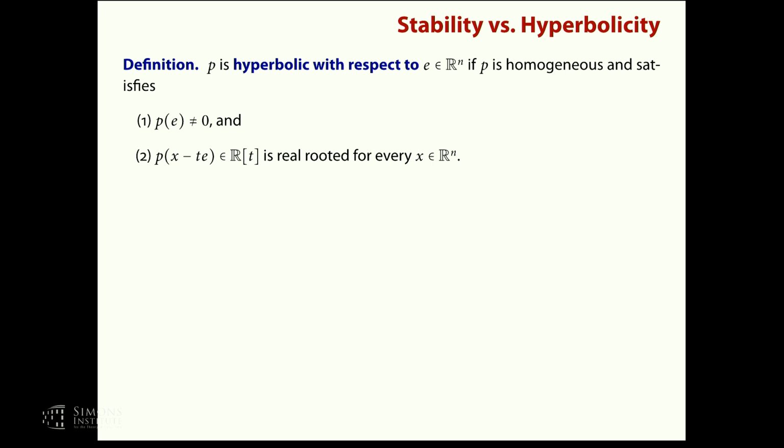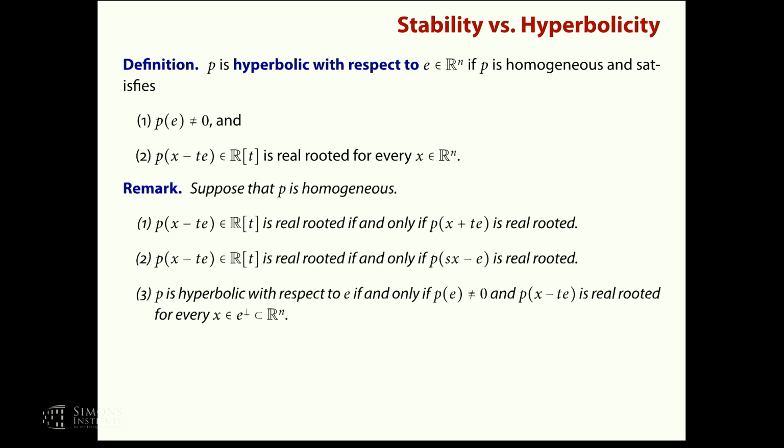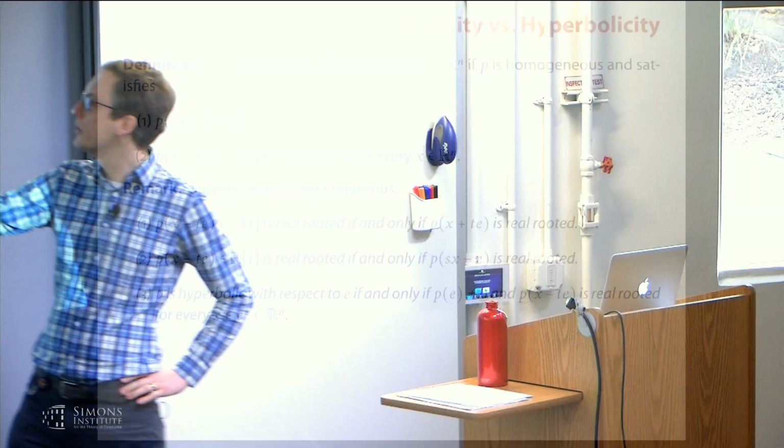So hyperbolic means, for me, always that the polynomial is homogeneous, so I made it part of the definition. And there is a direction, e, that is special for this polynomial. The polynomial has to be non-zero at this point. And when you restrict to lines through any point x in this fixed direction e, you get a polynomial in one variable that only has real roots. That's the definition. Now I will hopefully always use this sign convention, but by reflection on the line, you can also change this to plus te, and the condition stays the same. That just reparametrizes the line.